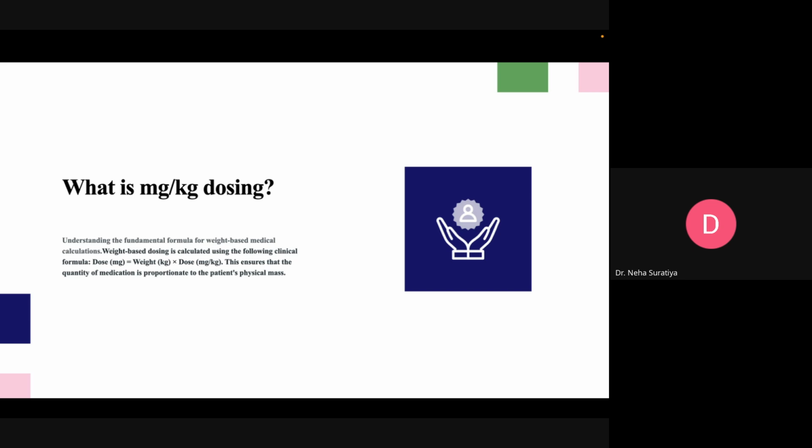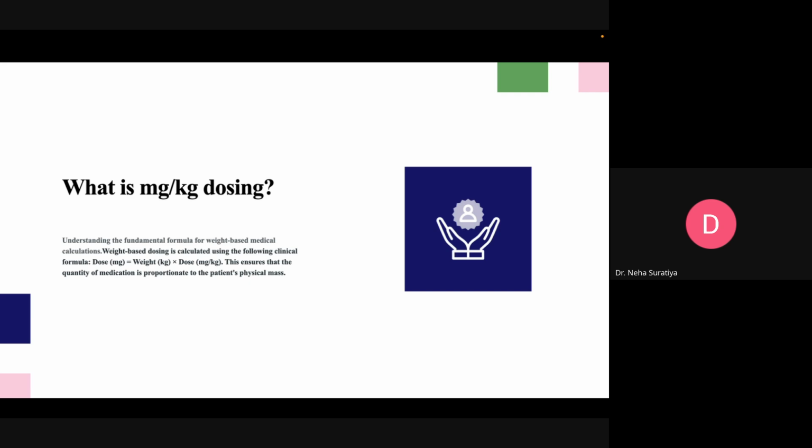Now, this method directly links, guys, the drug dose to the patient's size, I can say. Whatever dose will be there is directly proportional to the patient's own size. Size means weight. Okay, see, this standard formula is being written here. So, understanding the fundamental formula for weight based medical calculation, that is this. See, it is in bold. You can see that. So, we have a standard formula for it.